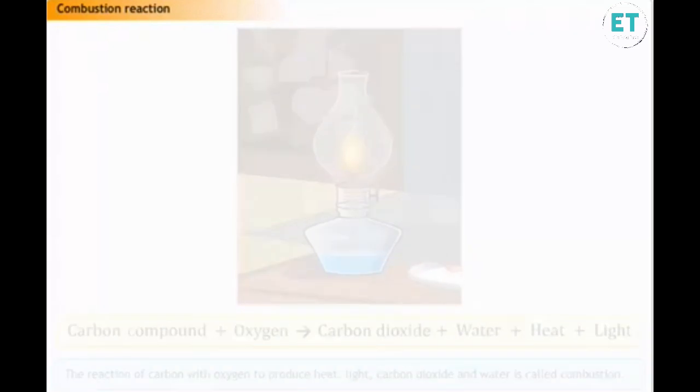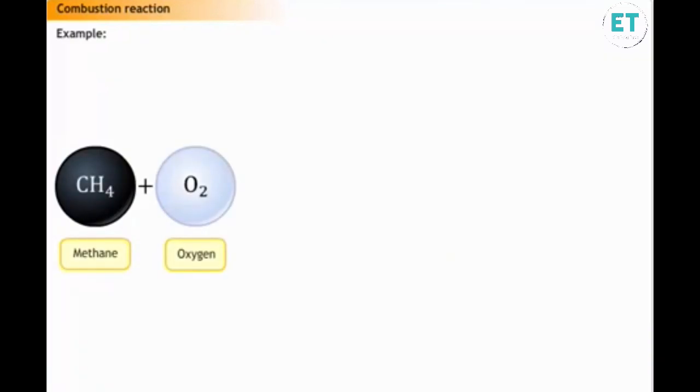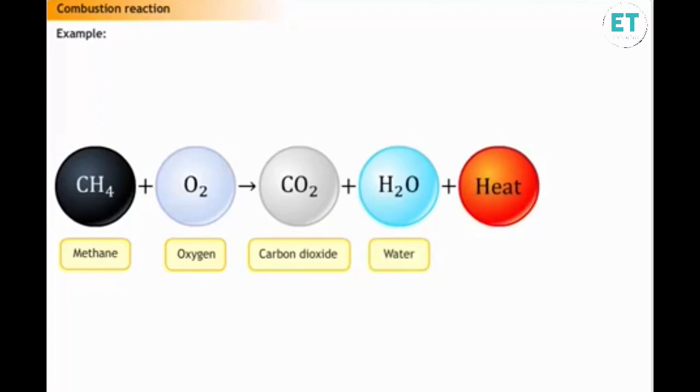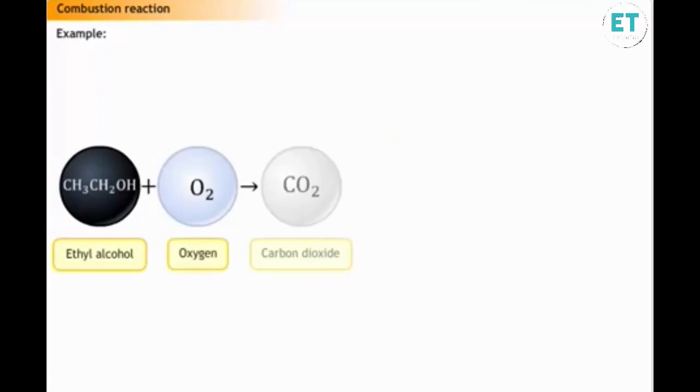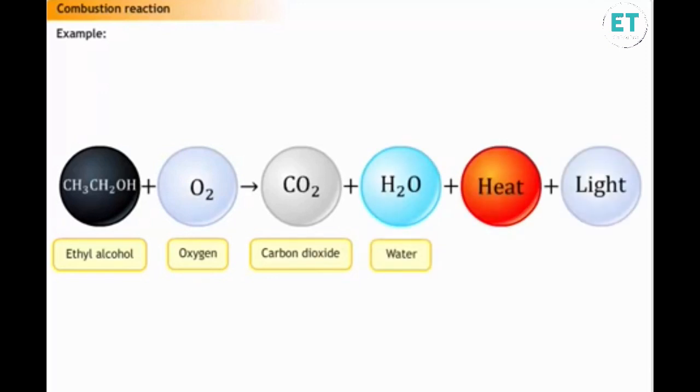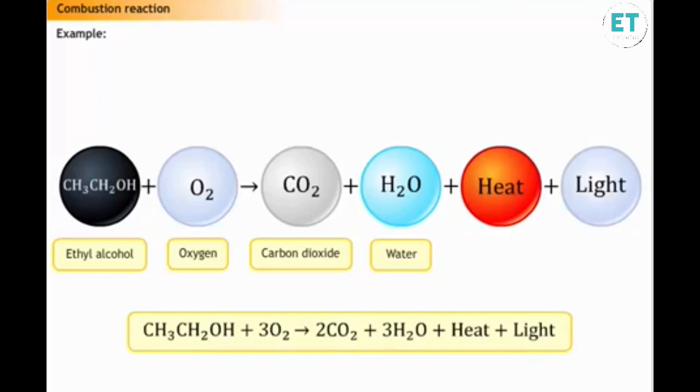For example, when methane burns in air, it gives carbon dioxide, water, heat, and light. Similarly, ethyl alcohol gives carbon dioxide, water, heat, and light when it undergoes combustion. Aliphatic compounds on combustion produce a non-sooty flame, and aromatic compounds on combustion produce a sooty flame.